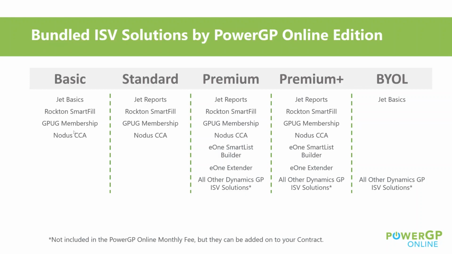But again, everybody gets SmartFill, you get the GPUG membership. You also get credit card processing. So we have bundled in the software in terms of purchasing, in terms of using credit card authorizations through GP. There is a way right inside of GP for you to go through the entire credit application, and then we will automatically do all of the setup. Once that's approved, we do all of the setup behind the scenes through our API to get everything set up and ready for you to start using.